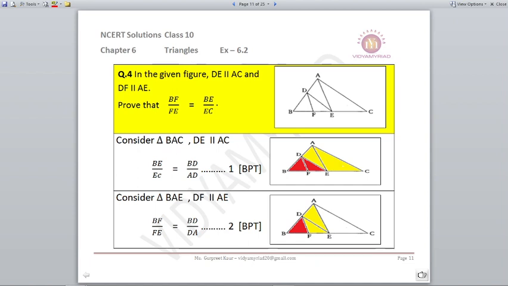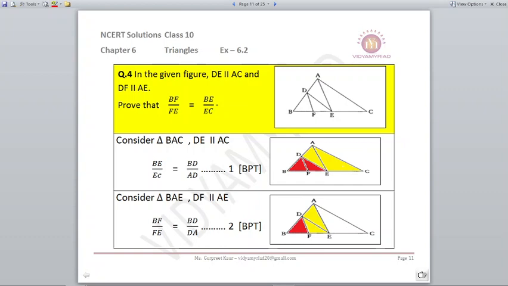Question number 4. In the given figure, DE is parallel to AC and DF is parallel to AE. Prove that BF upon FE is equal to BE upon EC. Now how do we identify which triangle has to be taken? If you look at the points BF upon FE, that is a part of triangle ABE. And if I want to look at BE upon EC, that is a part of triangle ABC, in which DE is parallel to AC. Let us consider that triangle.